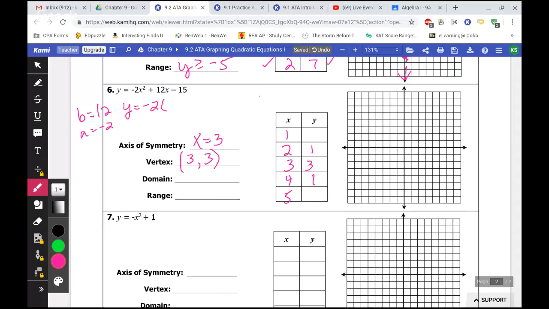All right, -2 times 1 squared plus 12 times 1 minus 15. So -2 times 1 squared, which is 1, plus 12 minus 15. -2 plus 12 minus 15. -2 plus 12 is 10, and 10 minus 15 is -5. So what other one is probably going to give me -5 as the answer?